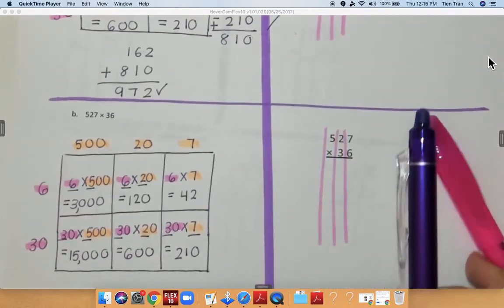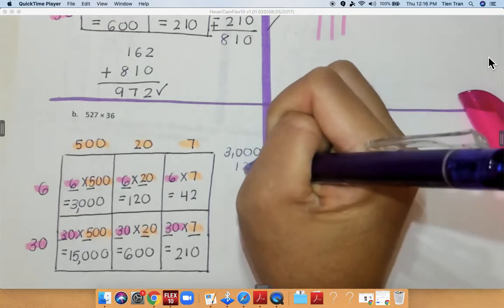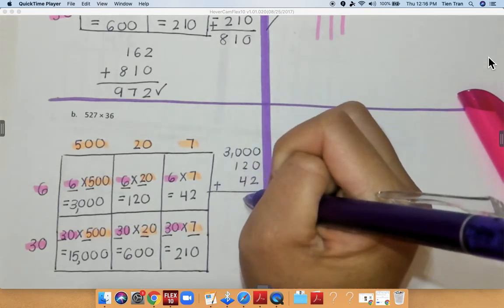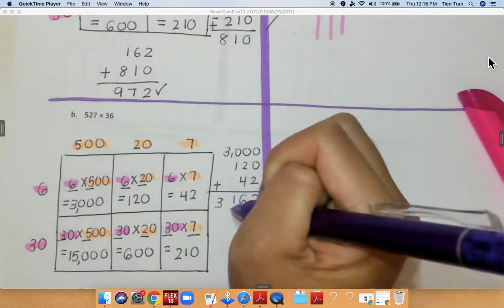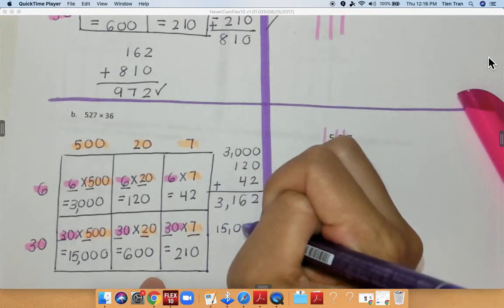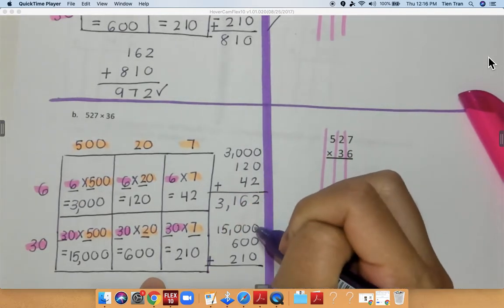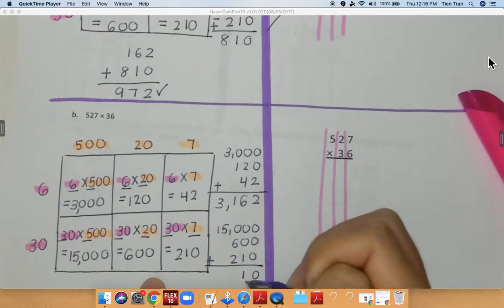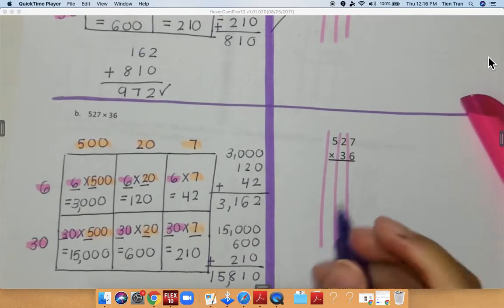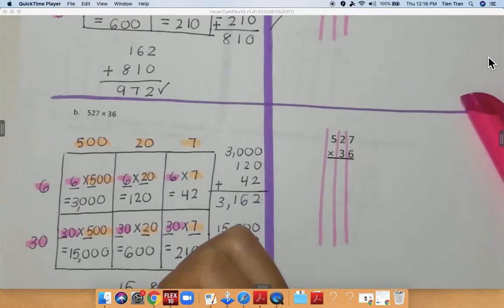Same thing as this problem over here, you're going to add all of your numbers together. So right here, I'm adding 3,000 plus 120 plus 42. I get 2, 4 plus 2 is 6, bring down my 1, bring down my 3, I get 3,162. Over here, I'm adding together 15,000 plus 600 plus 210. So 0, 1, 6 plus 2 is equal to 8. Bring down my 5, bring down my 1. I get 15,810.